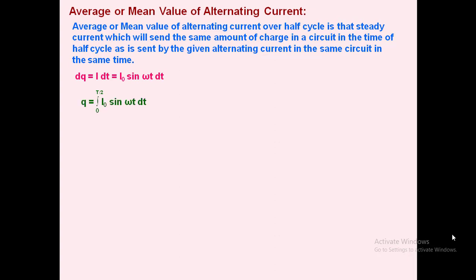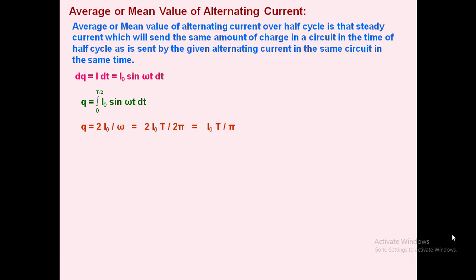Now if I want to know the total amount of charge sent in that half cycle, it should start from 0 to T by 2. So q equal to integral 0 to T by 2 of I0 sin omega t dt. Now if you integrate, I0 is a constant which will come out, and the integral of sin omega t dt between the limits 0 to T by 2 converts as 2 by omega.